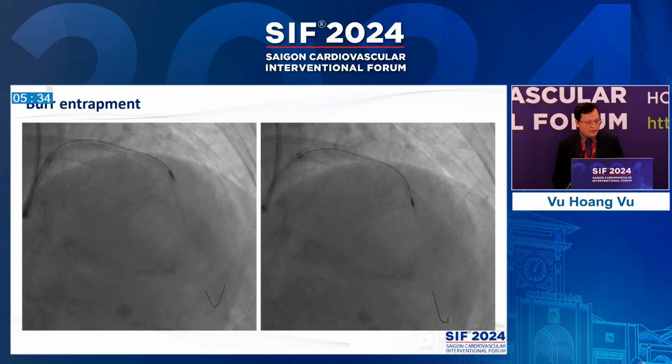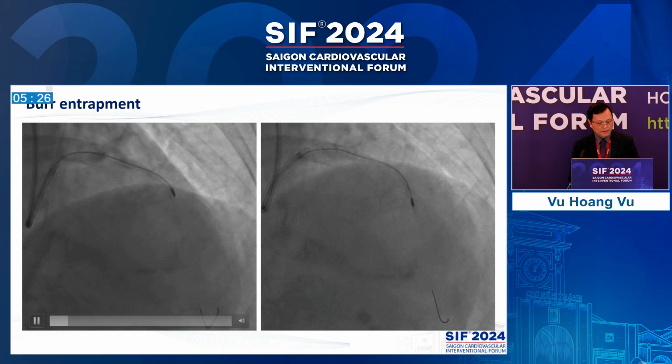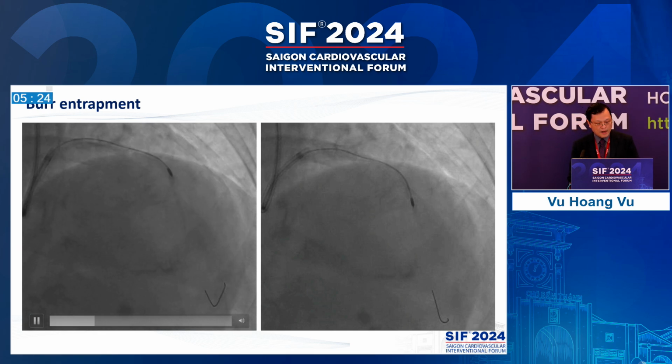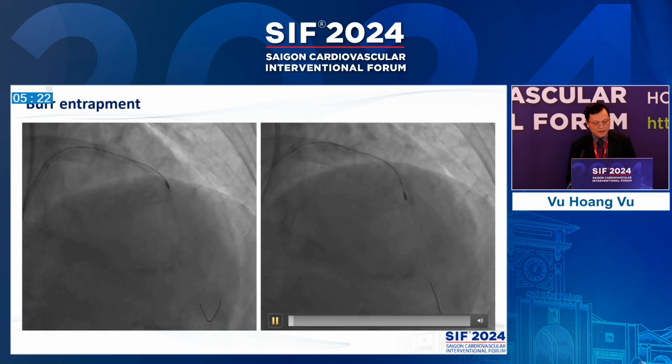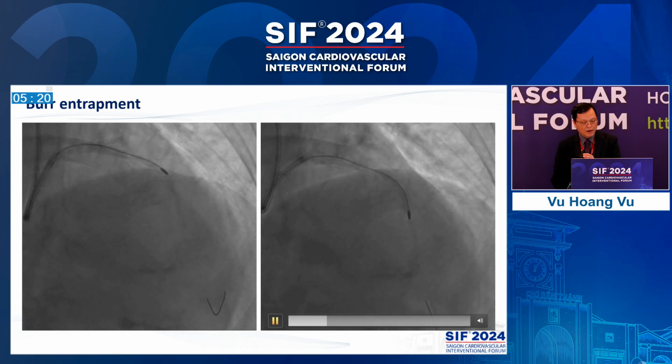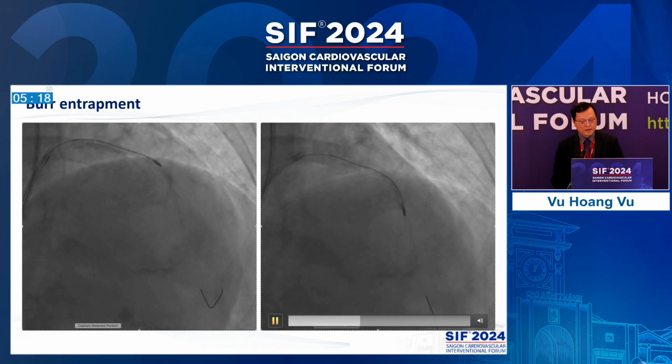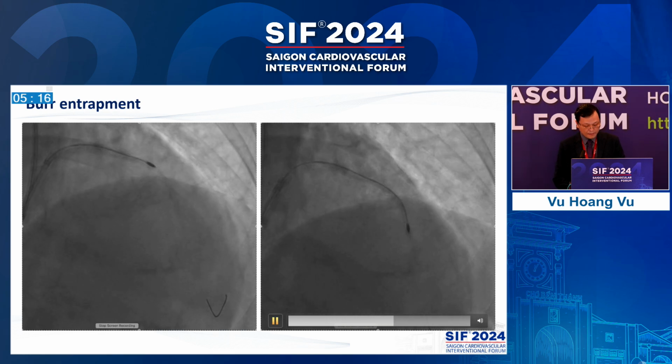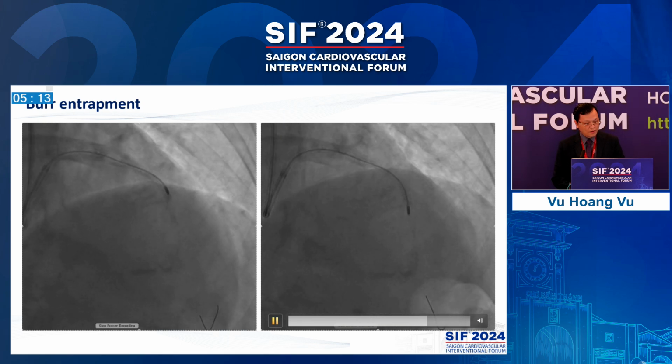And you can see in this picture, this is the rotablation, and on the right hand side the burr entrapment in the LAD. So I cannot move the burr outside. So what do we do next?